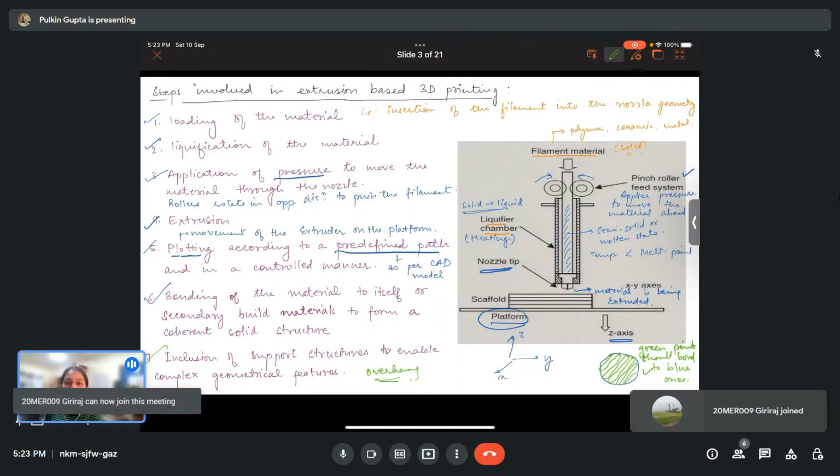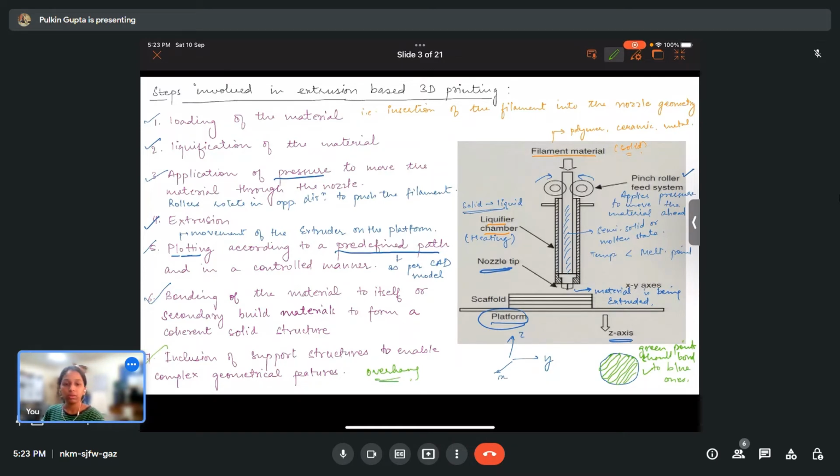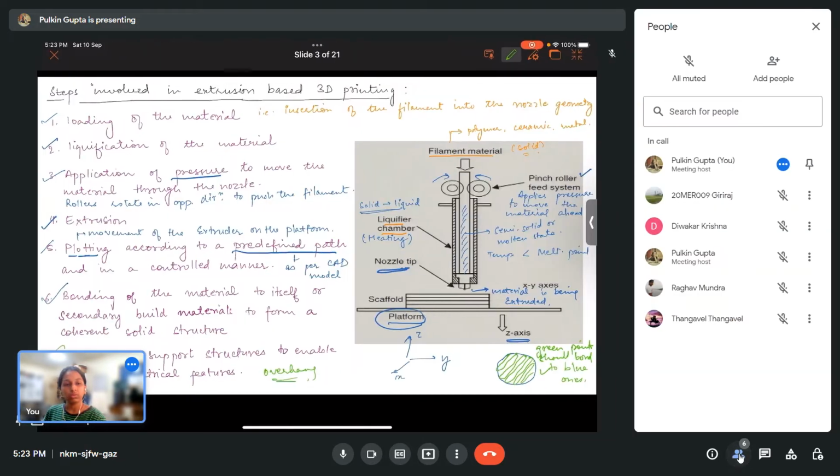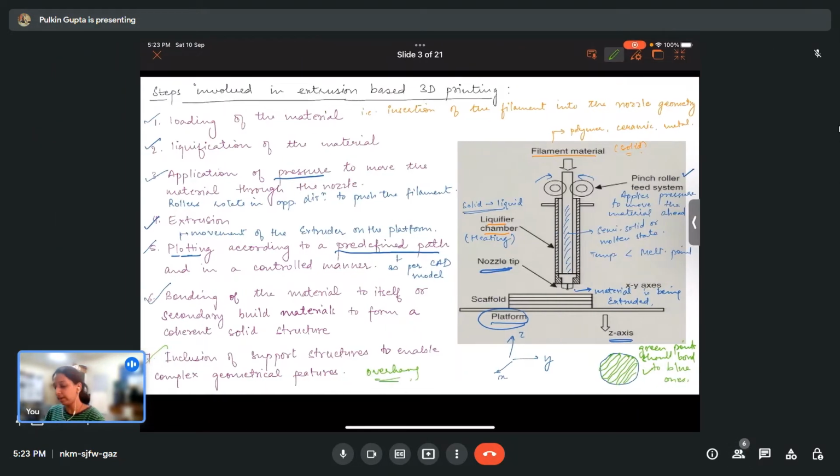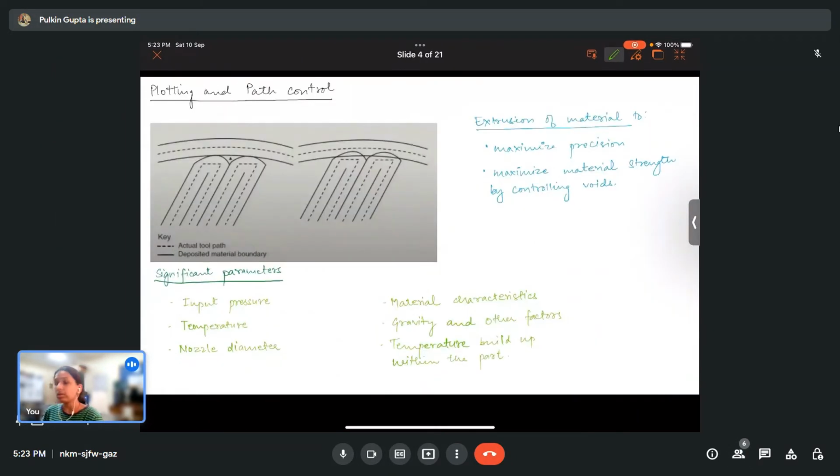So, are these steps involved in extrusion-based 3D printing clear to everyone? Any questions? Okay, so we'll move ahead and we'll see the plotting and the path control part now.